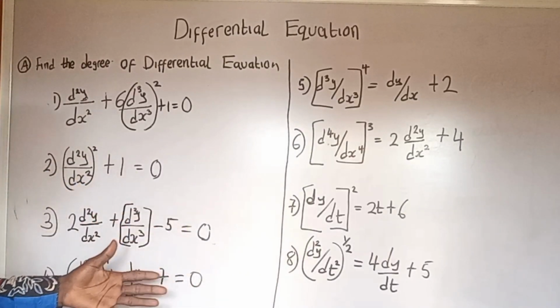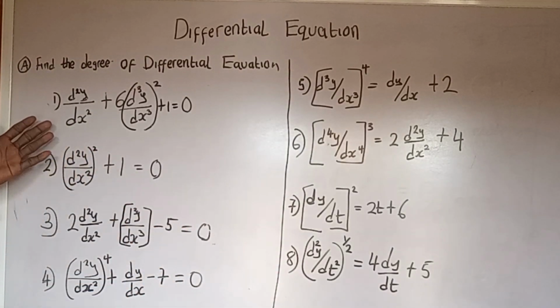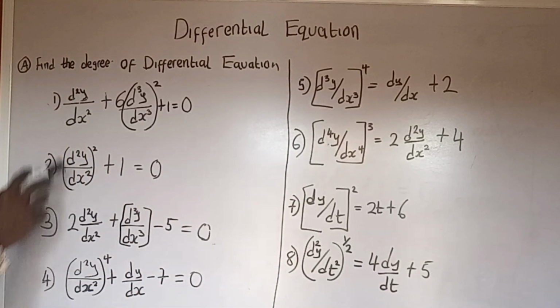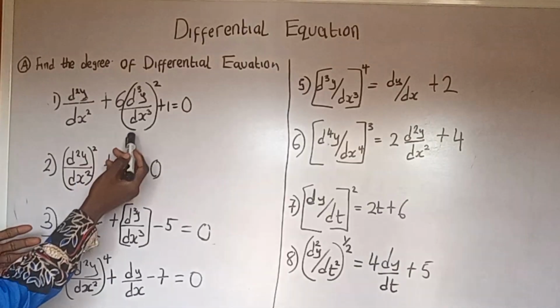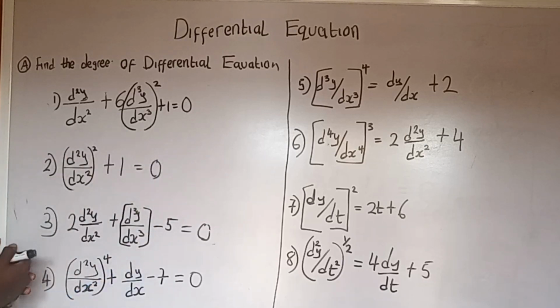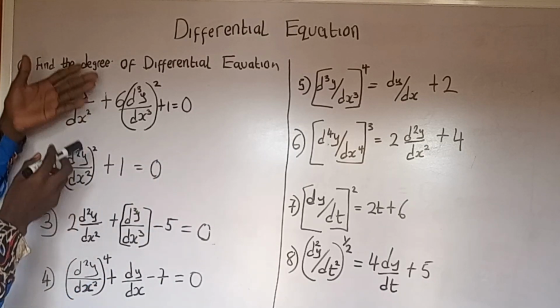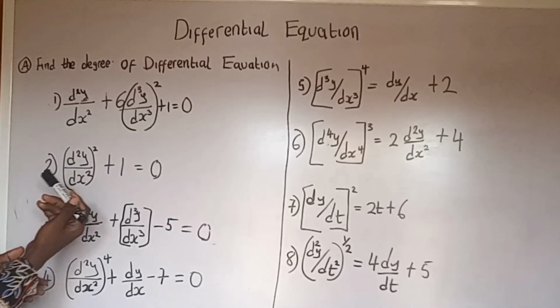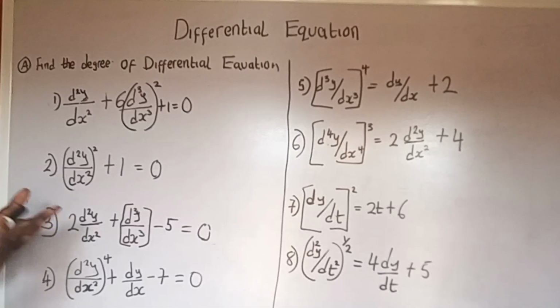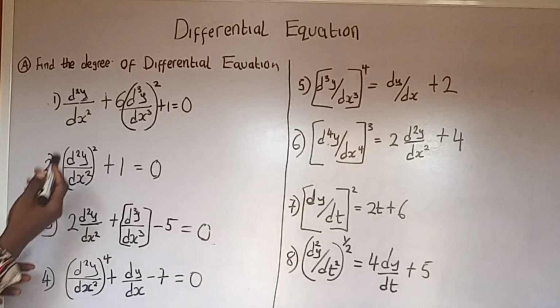Now, let's look at question number 1. We have d²y/dx² + 6 d³y/dx³ + 1 = 0. We can easily say that the order of this equation is 3 because the order is the order of the highest derivative of the dependent variable.